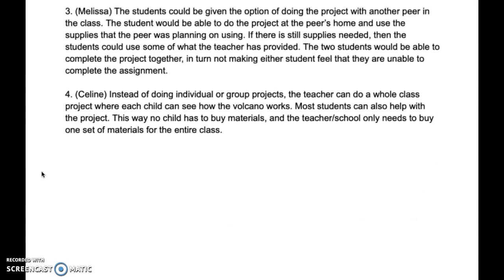Solution 3. The students could be given the option of doing the project with another peer in the class. The student would be able to do the project at the peer's home and use the supplies that the peer was planning on using. If there are still supplies needed, then the students could use some of what the teacher has provided. The 2 students would be able to complete the project together, in turn not making either student feel that they are unable to complete the project.